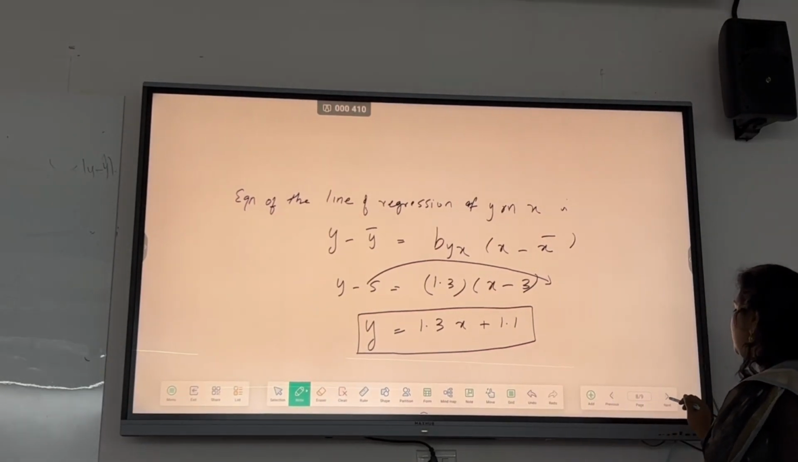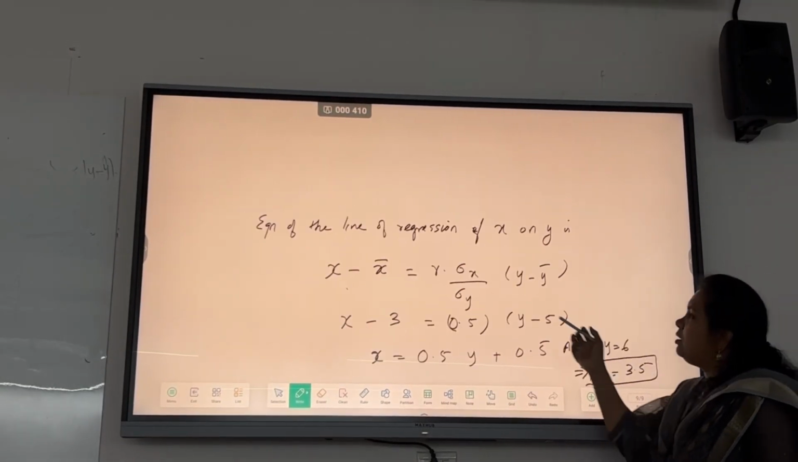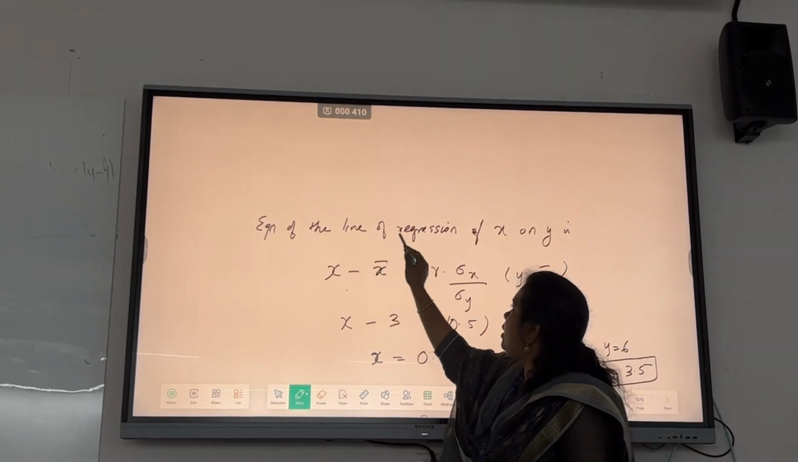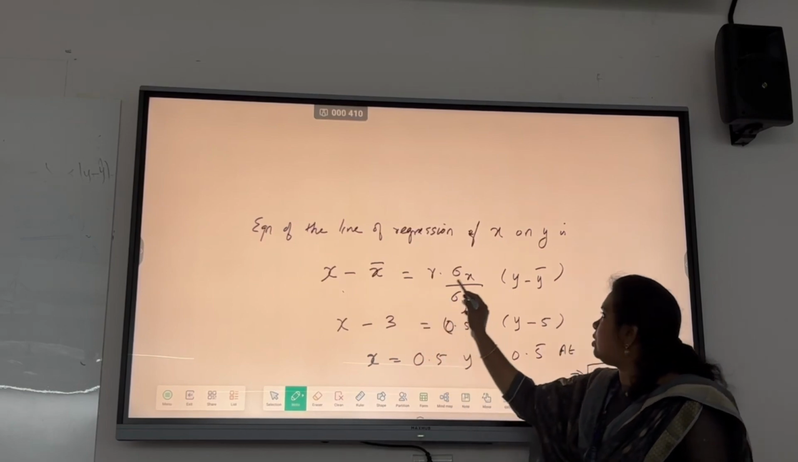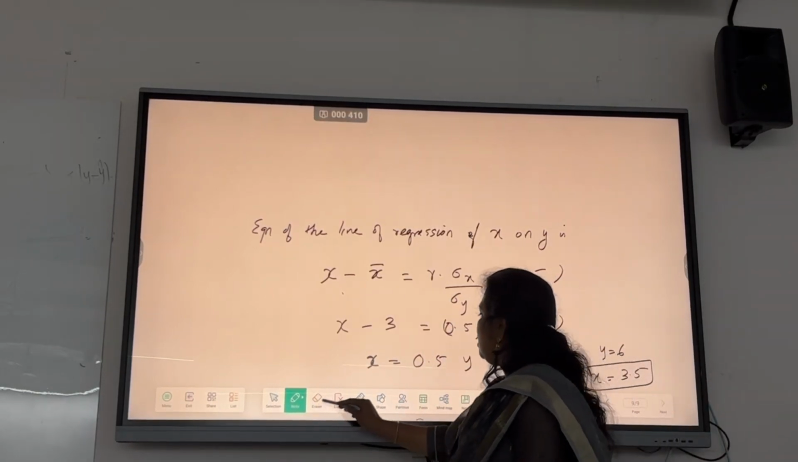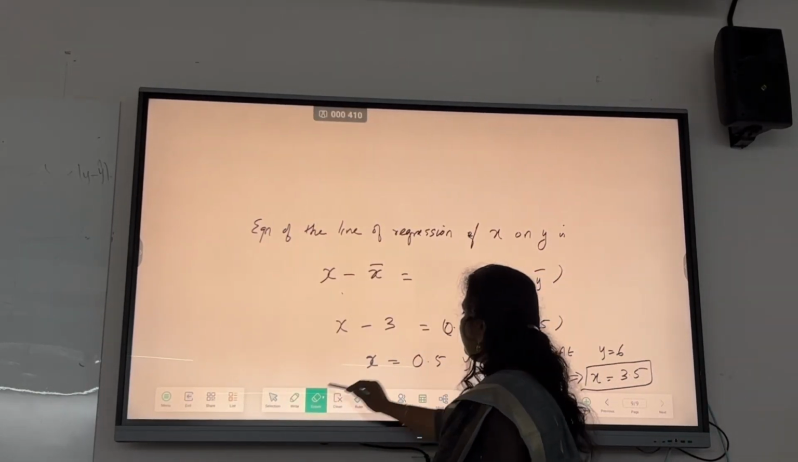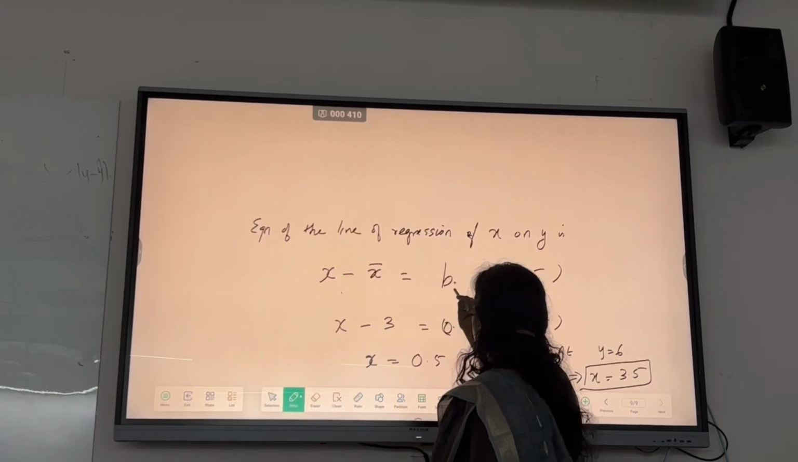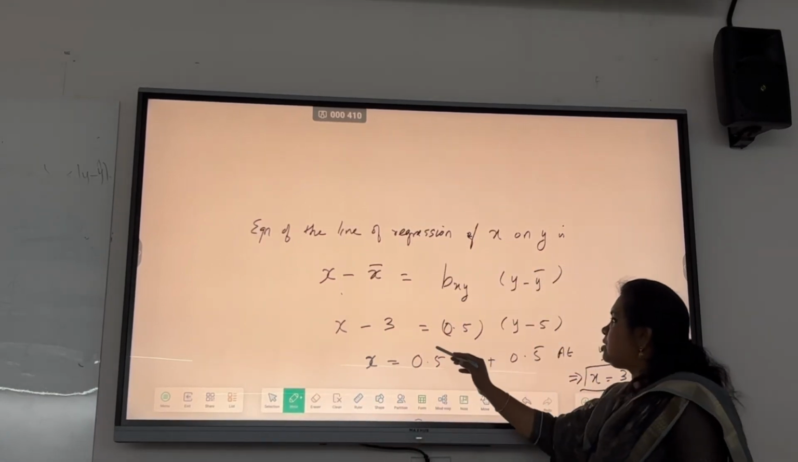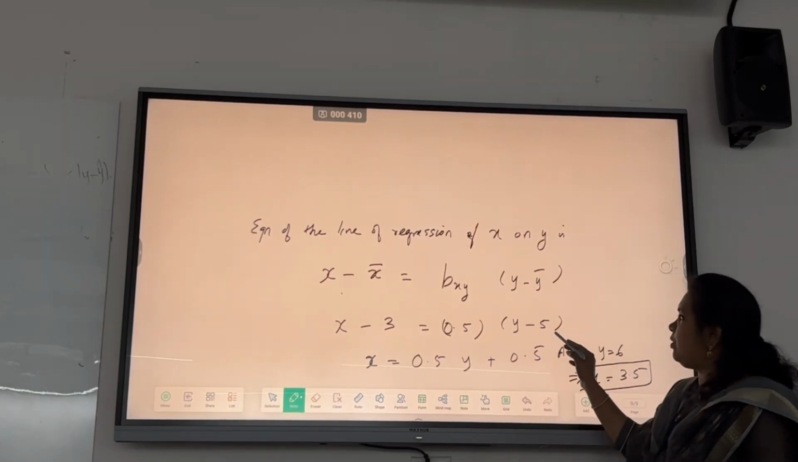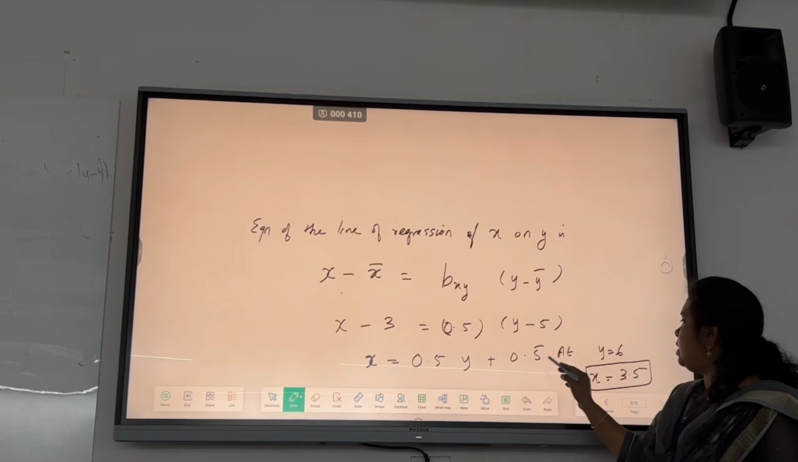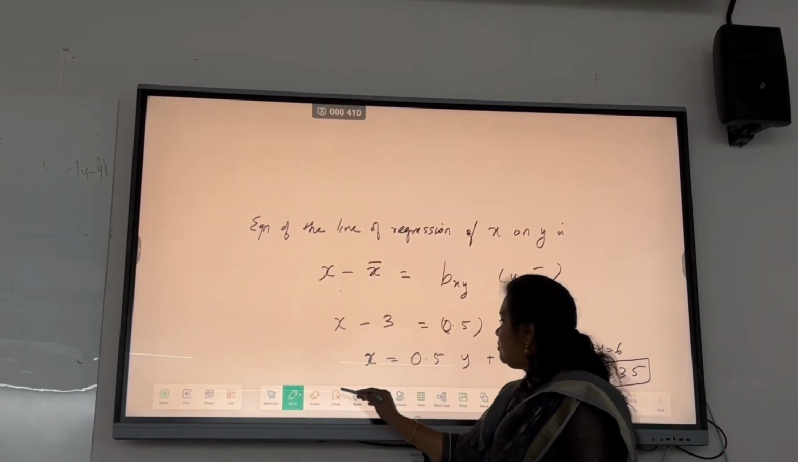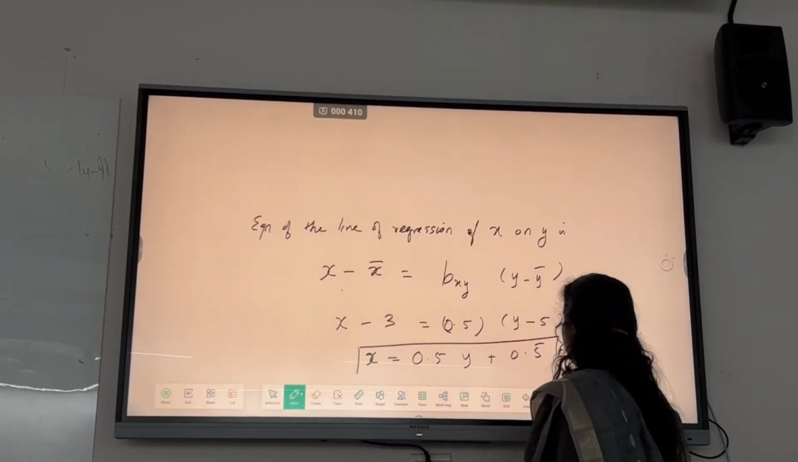Similarly, we can find the equation of the line of regression of x on y as x minus x bar is equal to, you can change here also, bxy. Bxy is this one. So x minus 3 equal to 0.5 into y minus 5, which is x equal to 0.5 into y plus 0.5. So we got the value for x as this one.